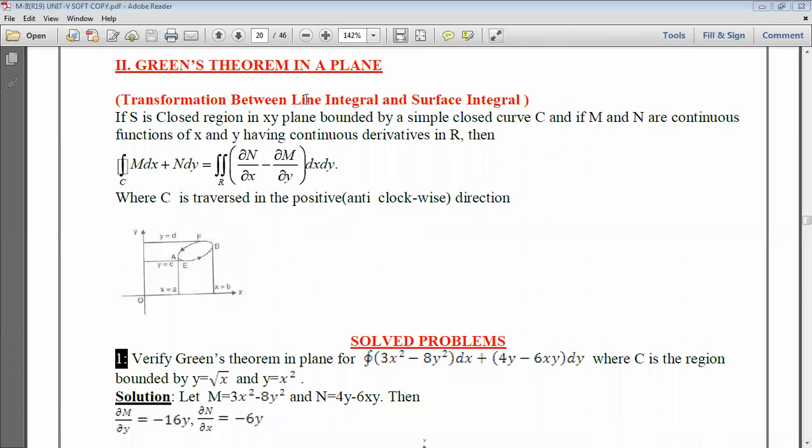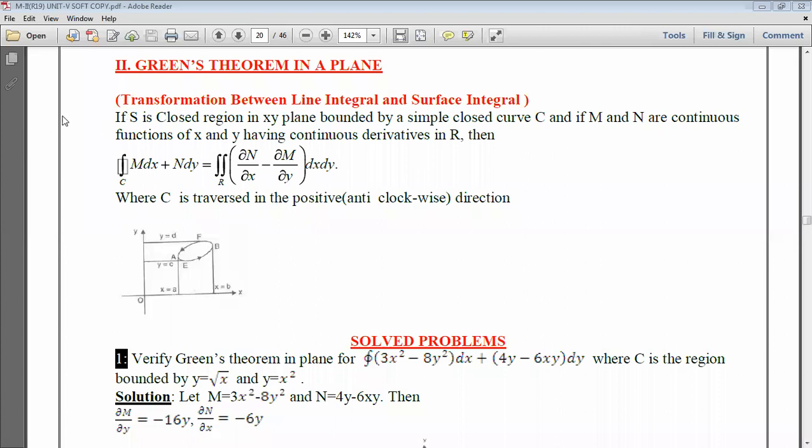Okay. So Green's theorem is a transformation between what? Transformation between line integral and surface integral. So it means double integral of... So transformation between line integral and double integral. Okay. So here, including the statement is also very important.